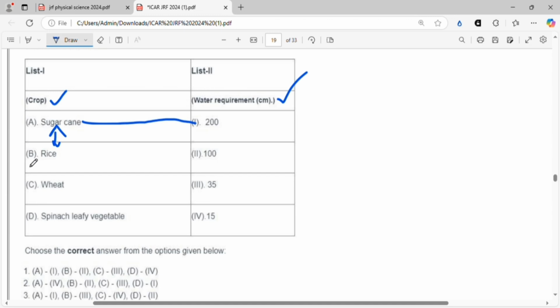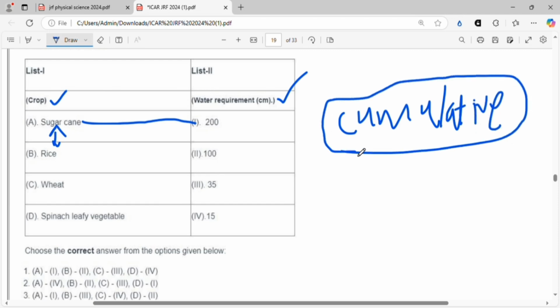you might get the feeling that rice requires more water, but it is not true, because sugarcane is a long crop. It goes on for 1 year, sometimes for 1.5 years. Those Adsali and all those varieties you might have read. So cumulative, since sugarcane is such a long duration crop, yes, it does not need standing water. That is true, but the cumulative water requirement is higher than rice. That is why here, sugarcane will have a 200 centimeter requirement, whereas rice will have a 100 centimeter requirement.